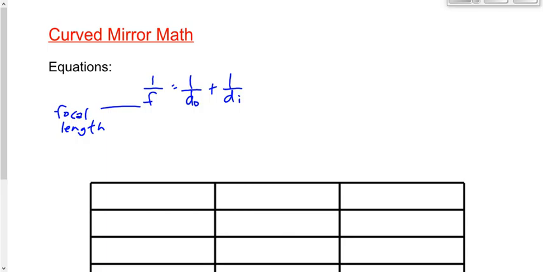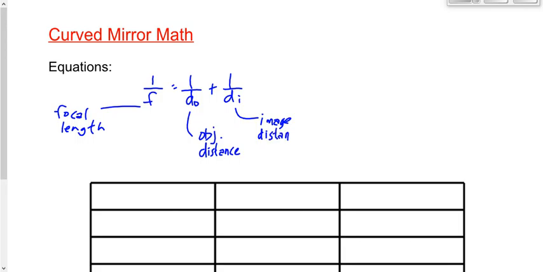1 over dO plus 1 over di, we'll deal with that. dO stands for the object distance. The object distance is the distance from the mirror to wherever the object is. Everything we have here is measured from the mirror: dO, di, f, always measured from the mirror. dO is the distance from the object to the mirror, and di, of course, is the image distance, the distance from the image to the mirror.